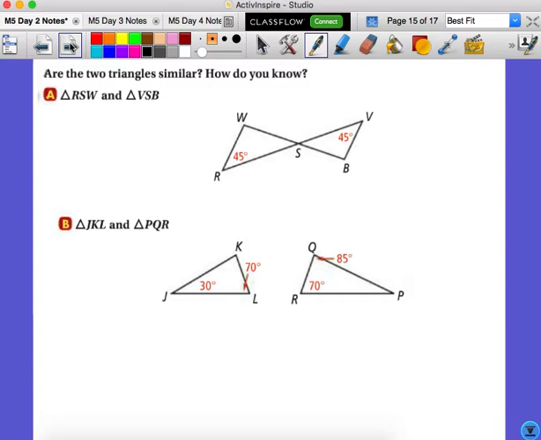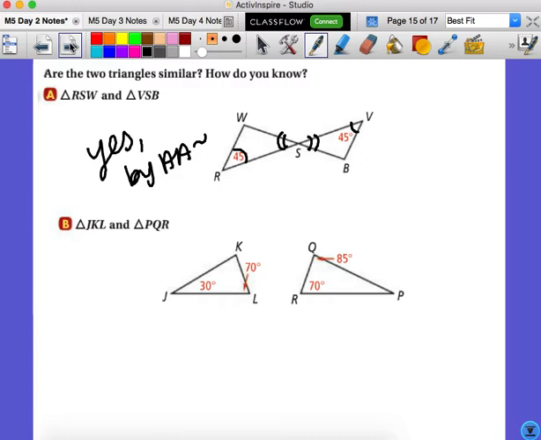Couple other examples here. Are these similar or not? So in the first case, we have 45 and 45. That's one pair of angles. And we have vertical angles. So this is yes by angle similarity.